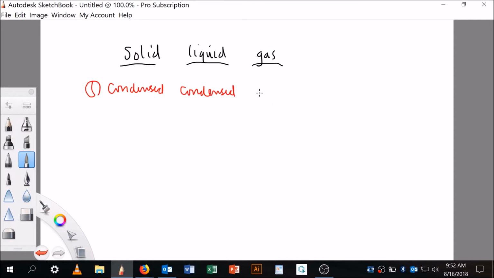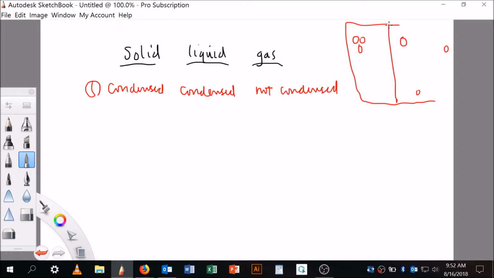And the gas is not condensed. So what do we put there? Can I just say not condensed? That means the particles are not close to each other, right? So condensed might look like this, and not condensed might look like that. And we'll see with the pictures that we're not expected to quantify it. We don't have to measure how close they are. We can just see by looking at the pictures that one's close and one's not, okay? So a solid is condensed, a liquid is condensed, a gas is not condensed, okay?